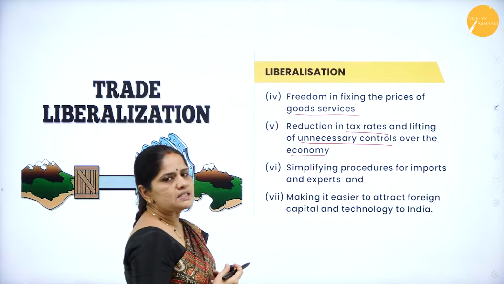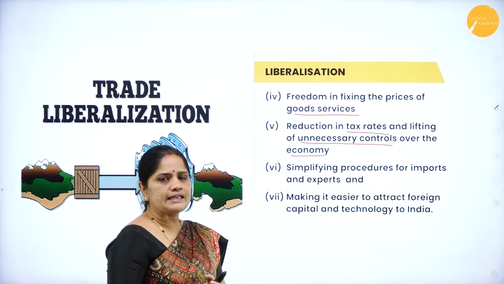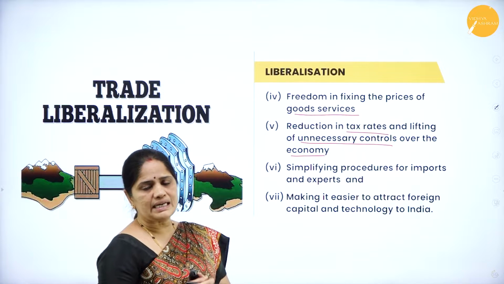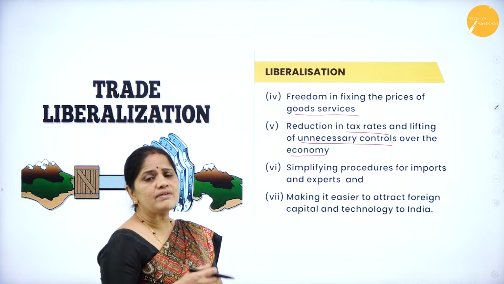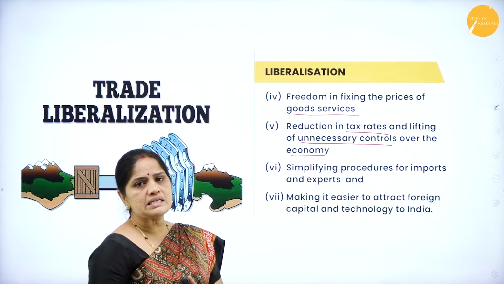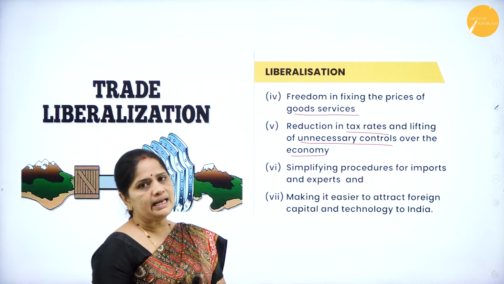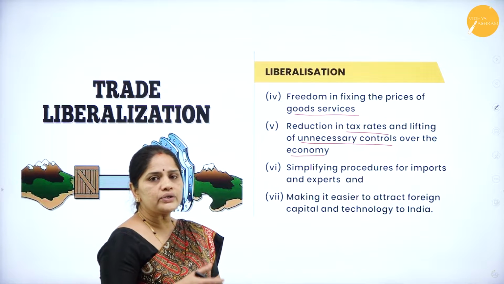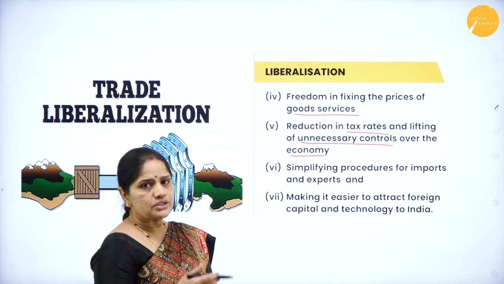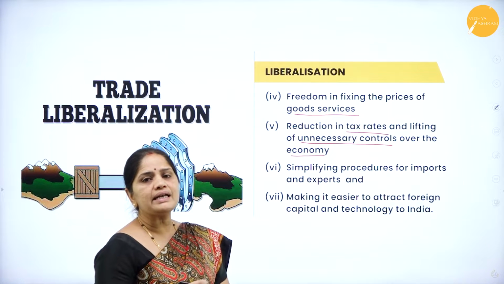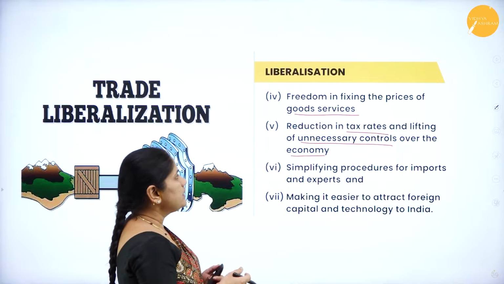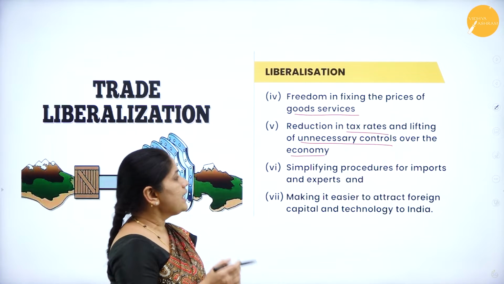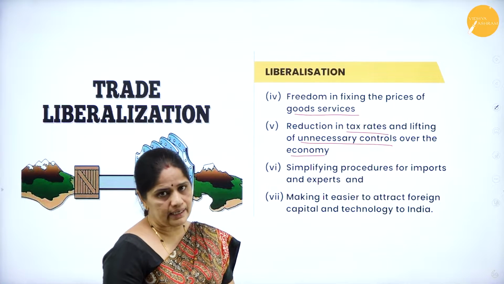Next, reduction in tax rates and lifting of unnecessary controls over the economy. The tax burden is one of the biggest burdens in the industrial sector. The tax rate for the industrial sector varies anywhere between 30 to 50% of the earnings of that industry. This is a huge burden on the industrial sector. So, in order to liberate it from the tax burden, the government introduced a reduction in tax rates and also lifted unnecessary controls over the economy.